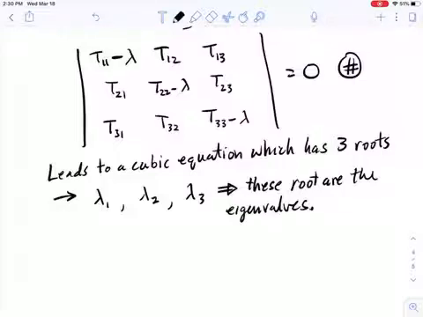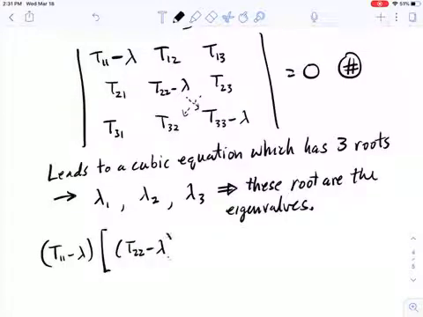Okay, just to write it down, the most general case here for our 3 by 3 matrix, the determinant would be, so what would we have to do? The first thing we would do is we take the first element, and then we'd multiply it by this cross multiplication. And so we would get what? It would be T22 minus lambda times T33 minus lambda, and then would be minus T23, T32.